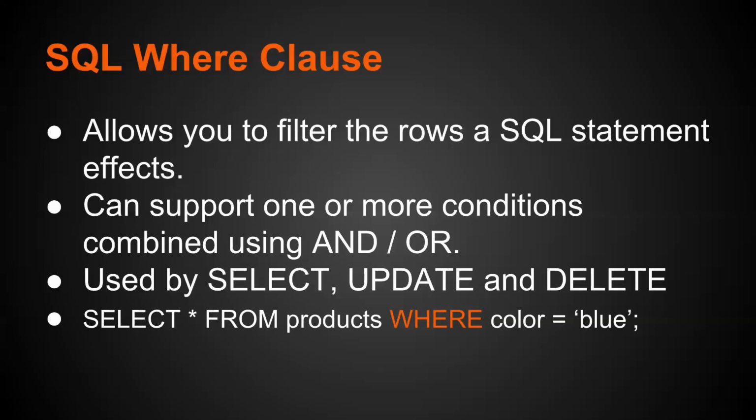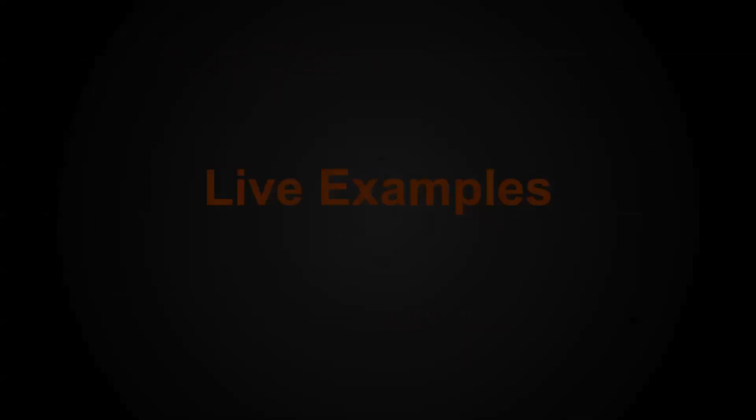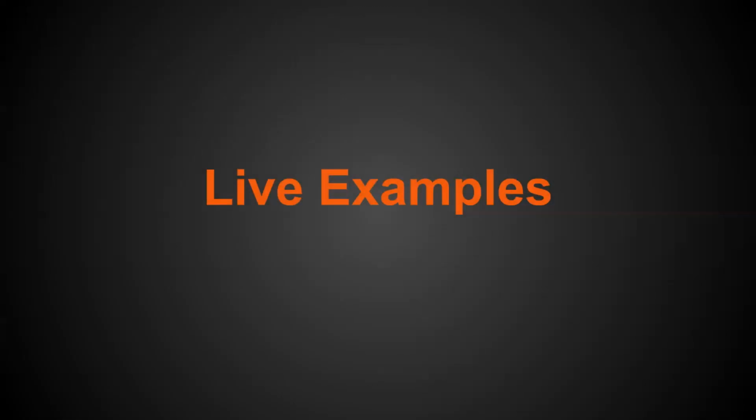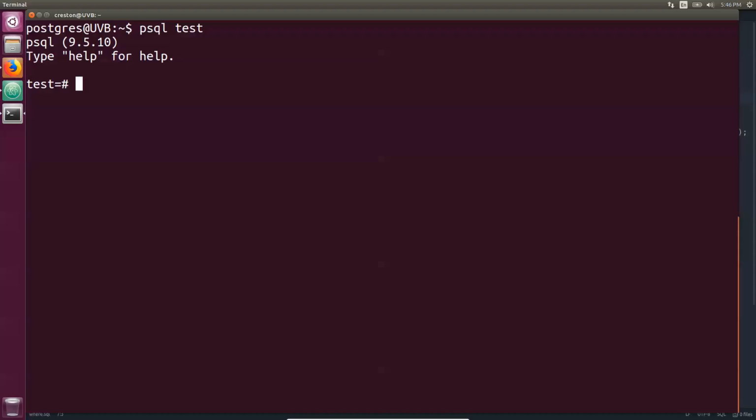So here's an example using the where clause. I'm selecting all the columns from the products table where the color, which is a column on the table, equals blue. All right, let's jump into some live examples.